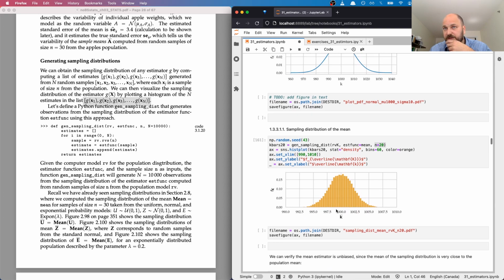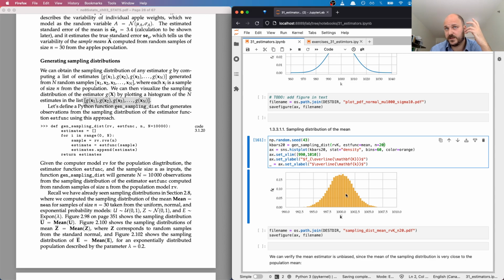Notice the width here is smaller than the width here. So these are the sample means. This is the volumes in each bottle. This is the volume, the average volume in a sample of size 20. Okay, so K bar, right? K overline means the sample mean from a sample.